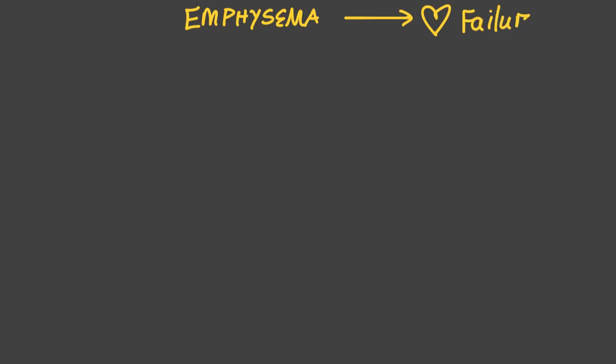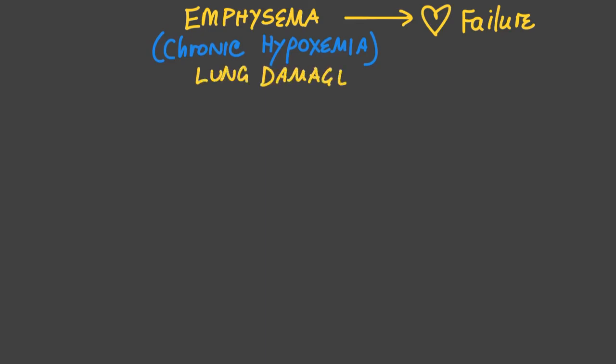Let's take the example of emphysema. People with emphysema often die of heart failure. This has something to do with the rate of erythropoiesis that we just looked at. People with emphysema have chronic hypoxemia because their lungs are damaged. Even when the level of RBCs go up, the levels of oxygen still remain low. So let's see how this can impact the heart.